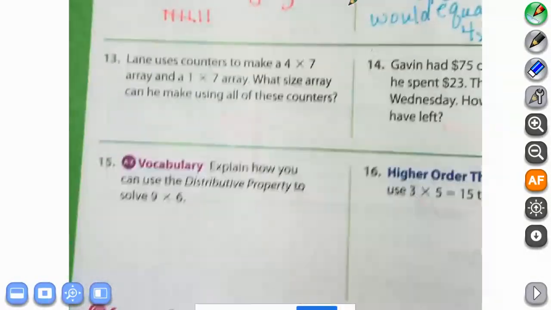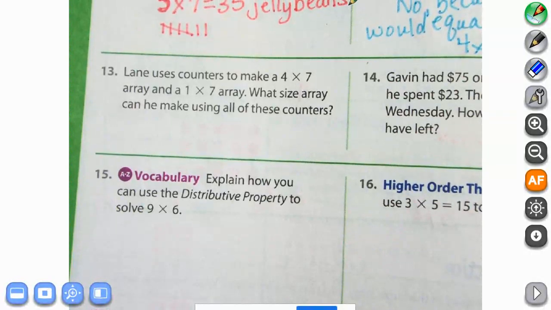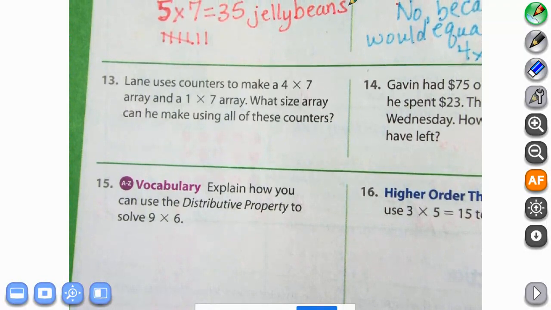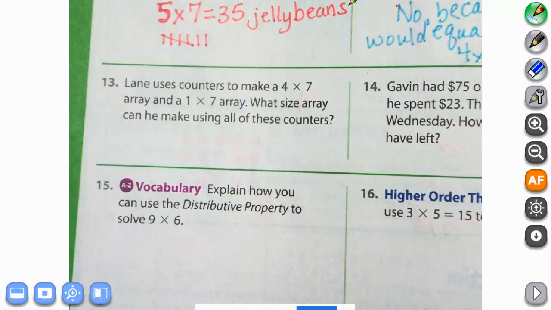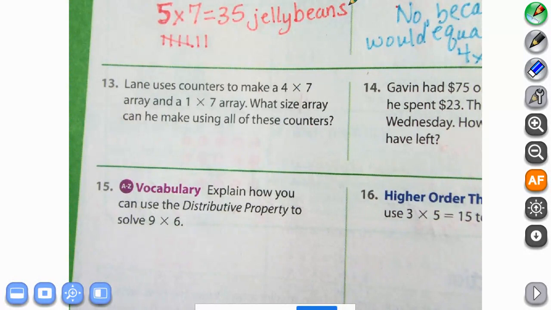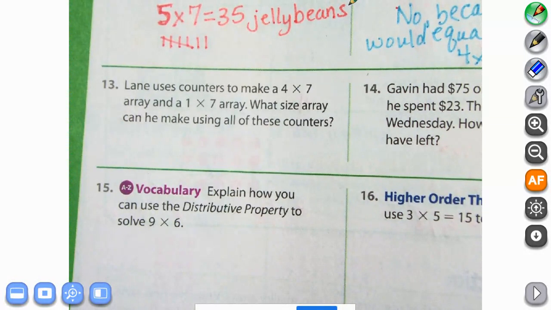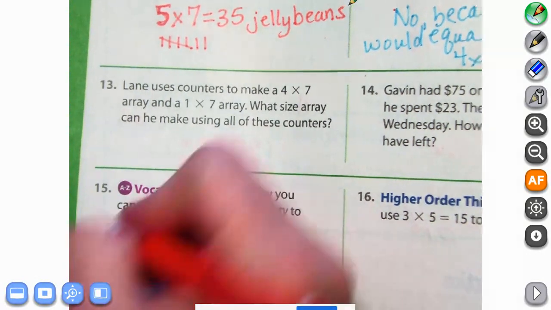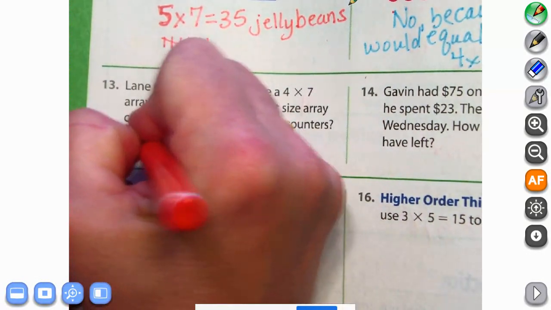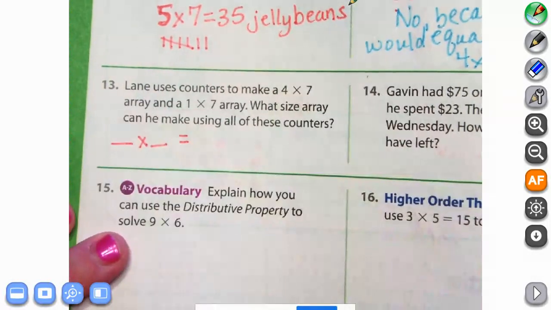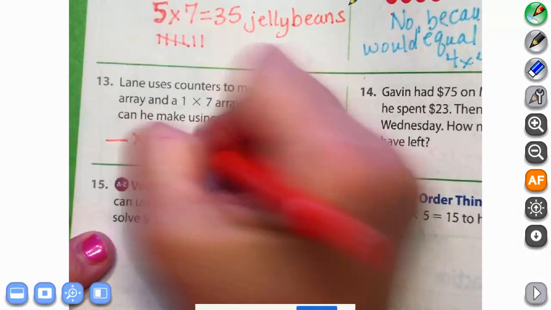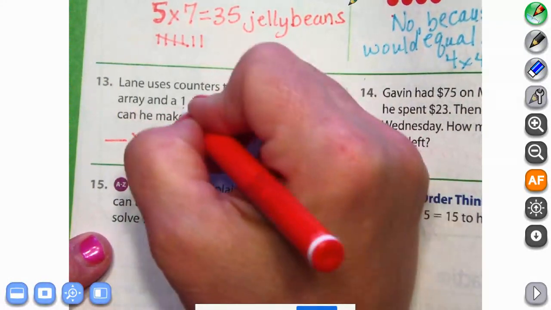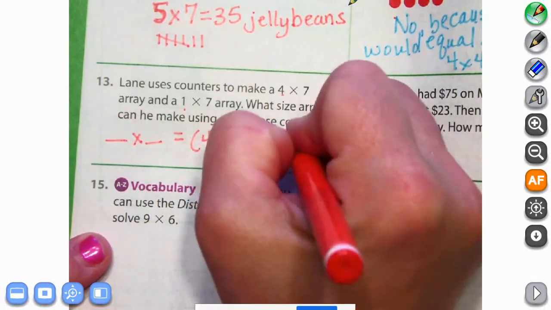All right. Number 13, Lane uses counters to make a 4x7 array and a 1x7 array. What size array can he make using all of these counters? Okay, so what we need to know is blank times blank is equal to a 4x7 plus a 1x7.